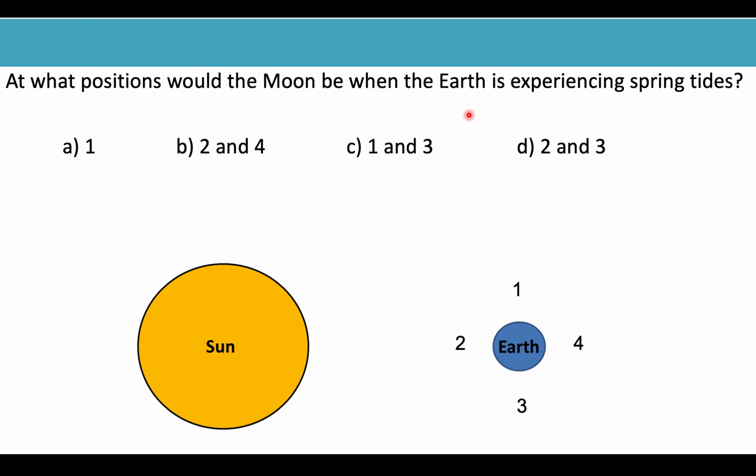At what positions would the moon be experiencing spring tides? So spring tides is going to be when the sun and the moon are in alignment. So this would be 2 and 4. So B would be the answer here. So 2 and 4. Neap tides would be when the moon is in either position 1 or 3 in this diagram.